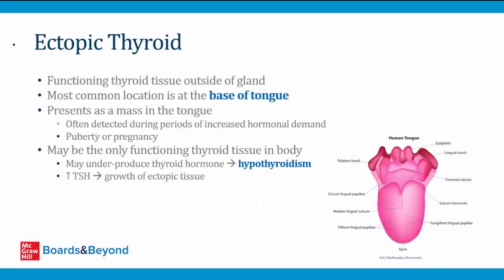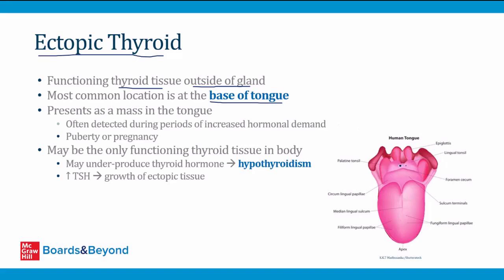Besides a thyroglossal duct cyst, the other embryologic thyroid condition you should be familiar with is the presence of ectopic thyroid tissue. This refers to functioning thyroid tissue, so tissue that can produce thyroid hormone, but it's found outside of the normal location of the gland in the neck. And the most common location for ectopic thyroid tissue is at the base of the tongue. And this should make sense to you after what we've just talked about.